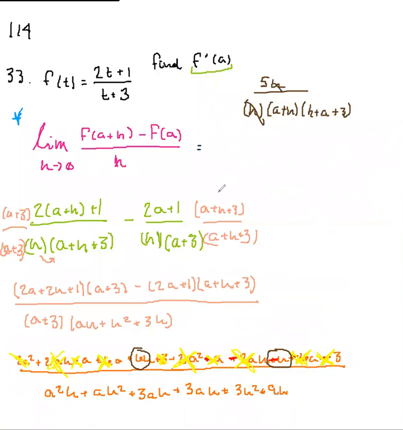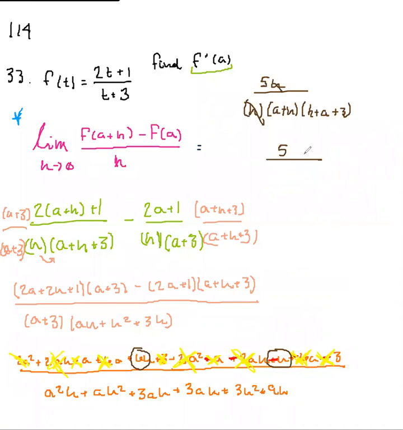So now I have 5 over a plus h squared plus a squared plus 3a plus h squared plus ah plus 3h. Oh wait, but this is a limit still.